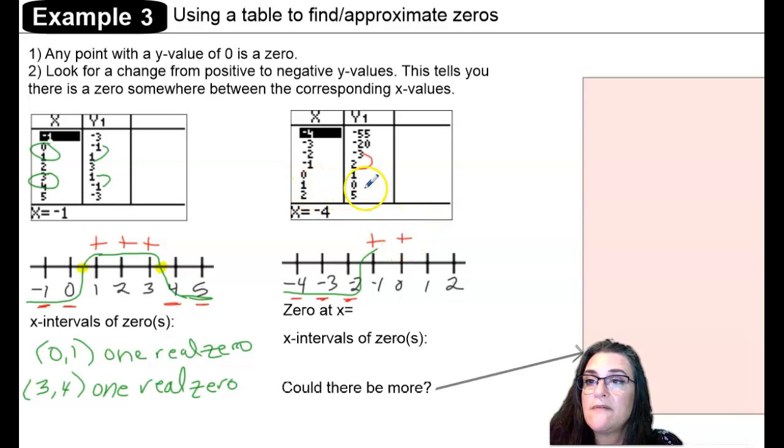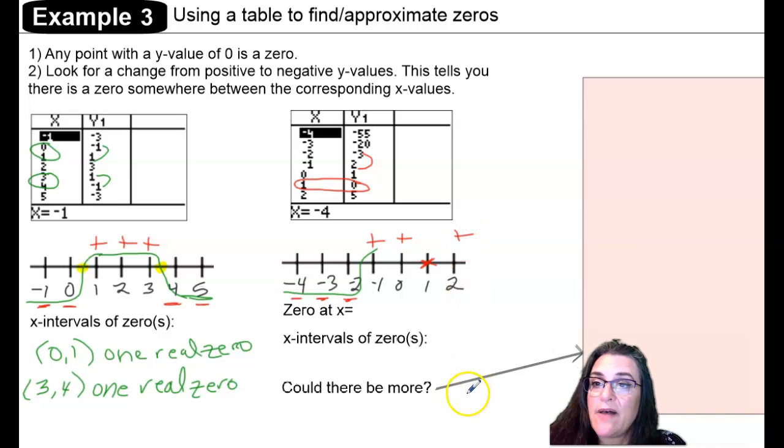Okay, then +1, though it isn't a positive or a negative, it's literally 0. So this value, 1, 0, is a real 0. So right here at 1, I'm on the axis. I have an x-intercept that shows up right there. And then at 2, we bounce back up again to positive values.